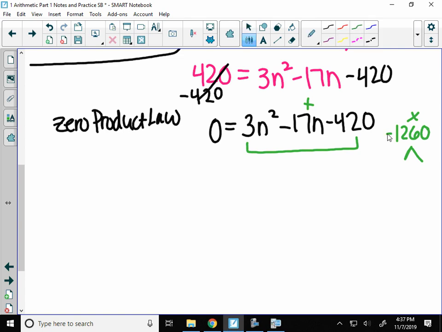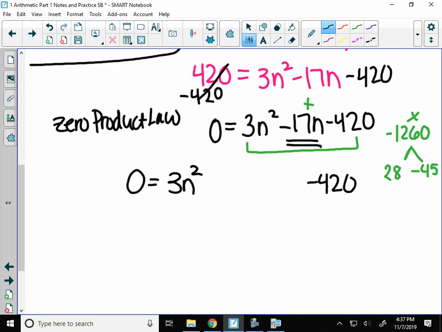All right, hopefully you tried to find your two numbers. The two numbers that you need that are going to multiply to negative 1,260 and add to negative 17 are 28 and negative 45. All right, so now what we got to do is split the middle. I'm going to leave that 0 equals, because that's technically what you're supposed to do. Remember, to split the middle, the 3n squared comes down, and the minus 420, the first and the last term come down. The middle term here gets split up with these two numbers. So I'm going to do plus 28n minus 45n.